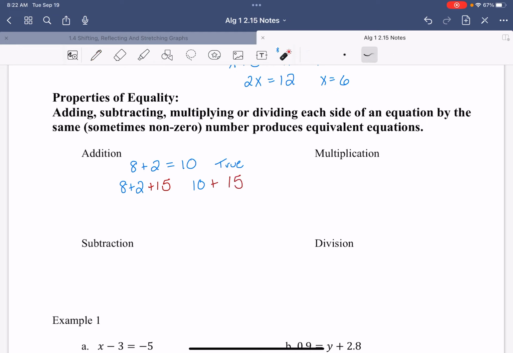So again, there's my two sides. Here's my 8 plus 2, my 8 plus 2. I added 15. I added 15. There's my 10. And it is still true, meaning I can still use an equal sign between them. So I can add the same thing to both sides.